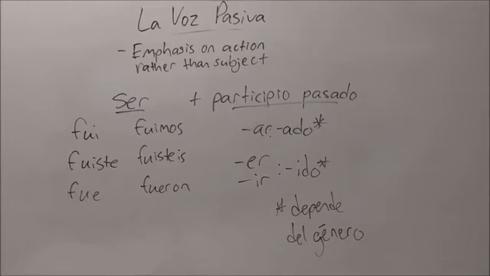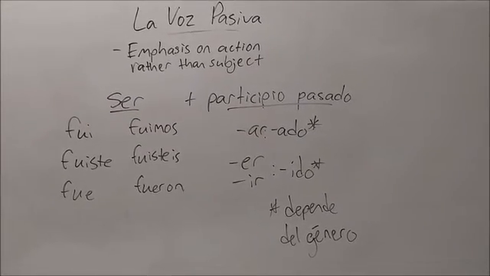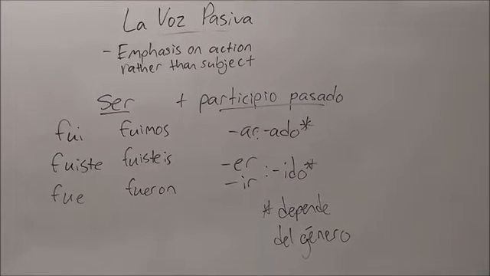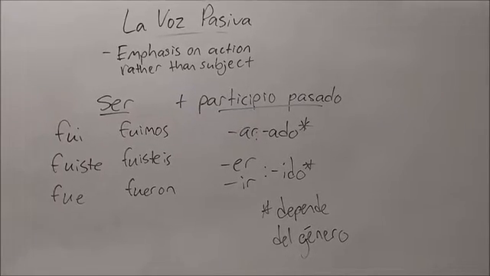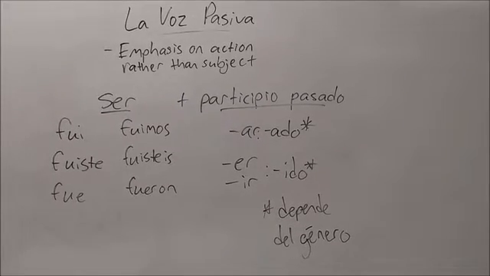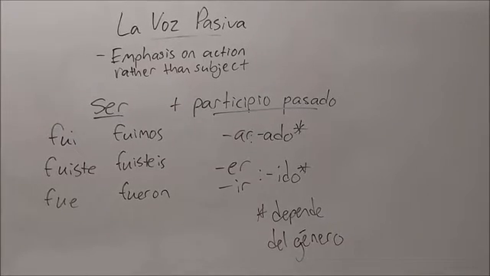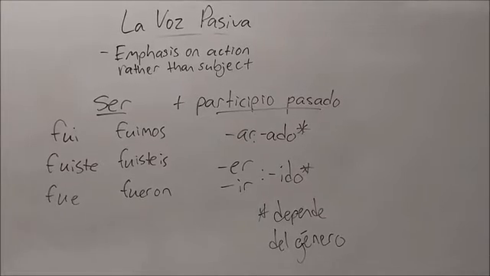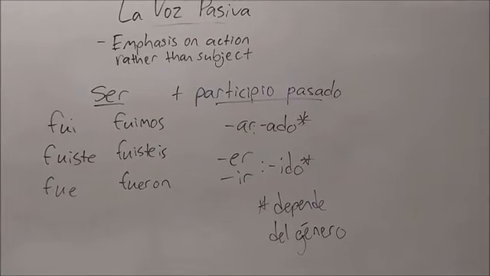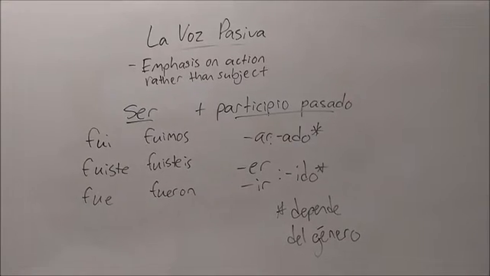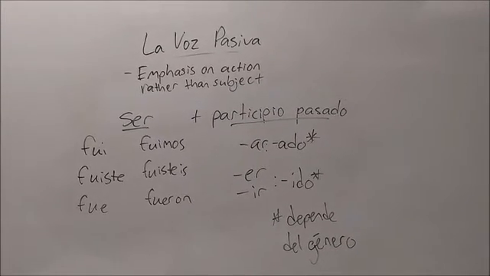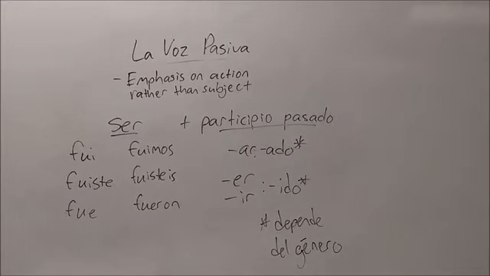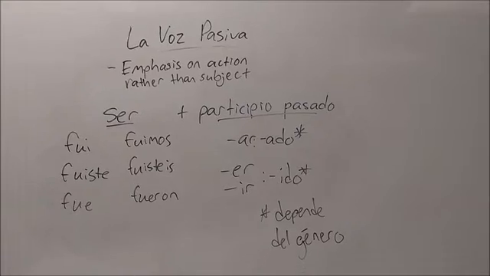The preterite conjugations of ser are fui, fuiste, fue, fuimos, fuisteis, fueron, and then you add the past participle to whatever verb you want to talk about. That's ado for AR, and for ER and IR it's ido. But for this tense, the passive voice, the o changes depending on the gender of the subject of the sentence. For example, if I said I was attacked by a bear, since I'm a girl, I would say fui atacada instead of atacado. And also if something is plural, you would need to add an s.